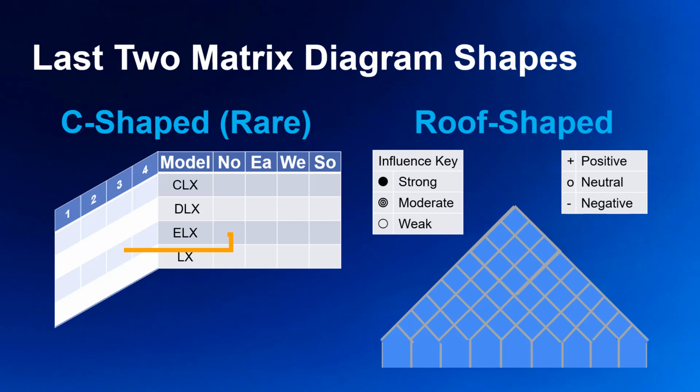For example, functional requirements that are related to security all support each other, but requirements for ease of access may detract from the security features. This roof-shaped matrix is usually seen with column headings all related to each other. Therefore, it's normally used in conjunction with an L-shaped matrix or a T-shaped matrix. There you have it, the 6 matrix diagram shapes: L, Y, T, X, C, and roof-shaped.